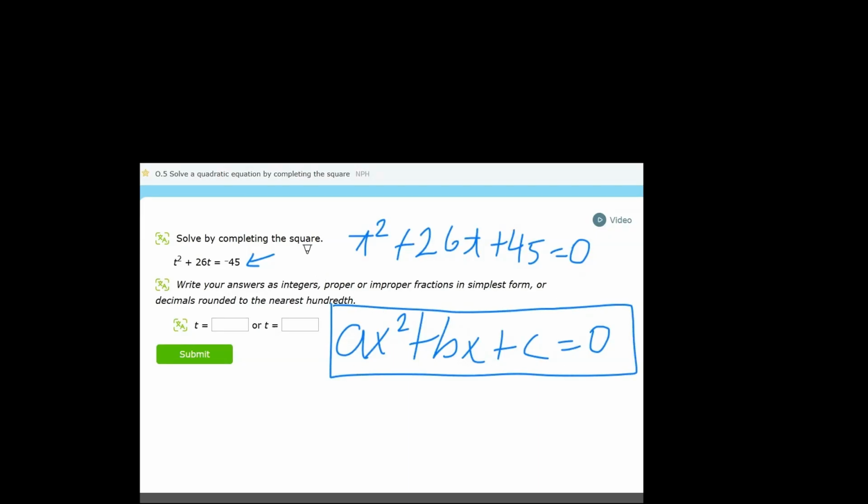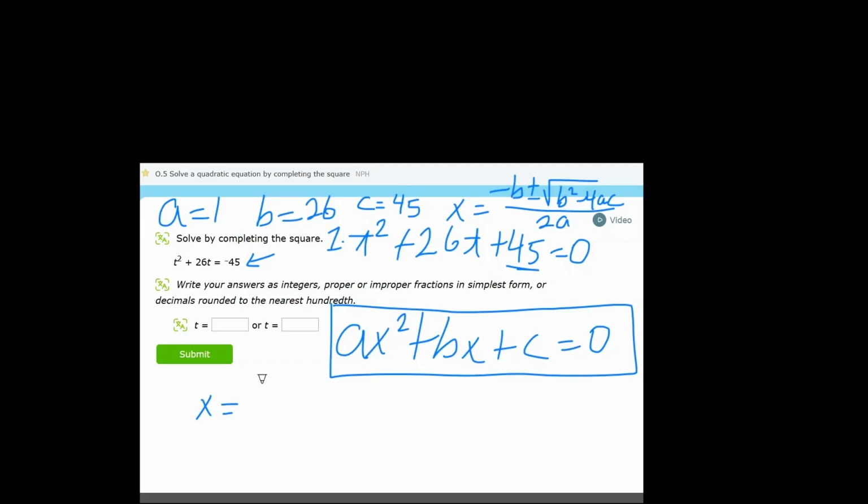Let's identify our a, b, and c. Well, a is just 1. There's really a hidden 1 in front of my t squared here. My b is 26, and my c is 45. Now I can start to use the quadratic formula. x is equal to negative b plus or minus the square root of b squared minus 4ac over 2a.